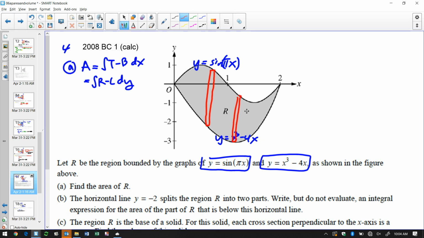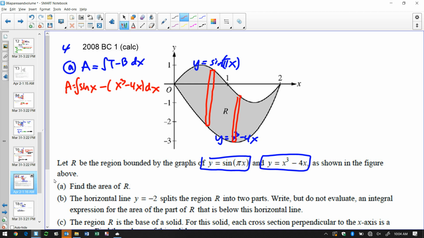Okay, but you notice when you do dx's, all of your rectangles are all going to have the same formula. So let's figure out what this formula is. What's the top minus bottom here? Sine pi x minus this quantity, right? X cubed minus 4x dx.